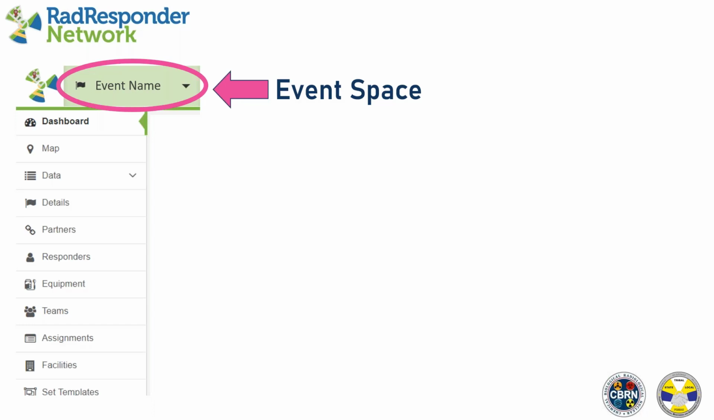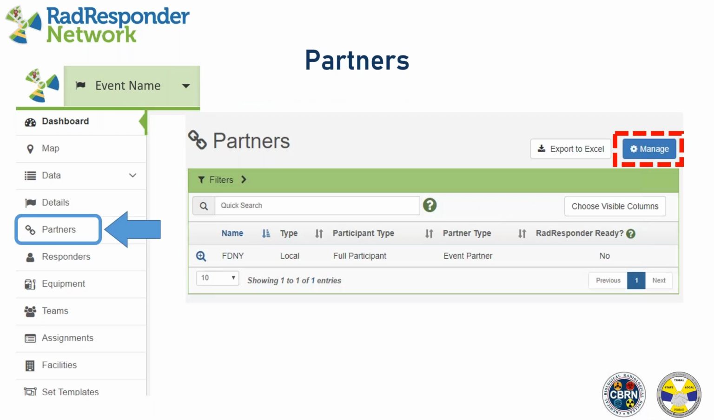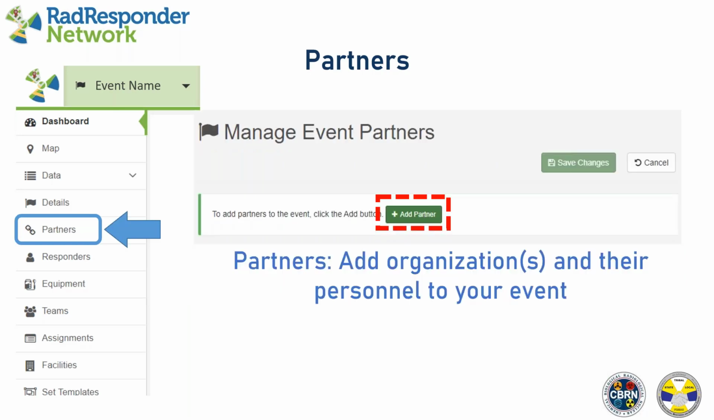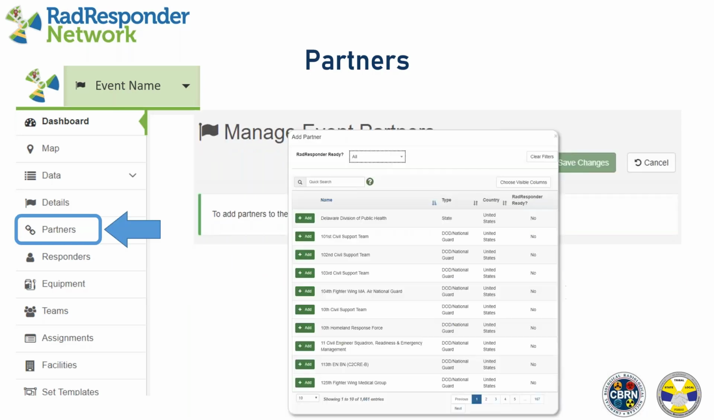So when you first open your event, you're brought to that dashboard. And for this case, you would navigate to the Partners tab to view and manage your event partners. Okay, so again, you need to have the event manager role, but once you're on that Partners page, you'll just click Manage, Add Partner, and you'll be brought to a list of all of the different organizations in RadResponder for you to search for and add. So you would just click Add next to the respective organization that you want to add to your event.